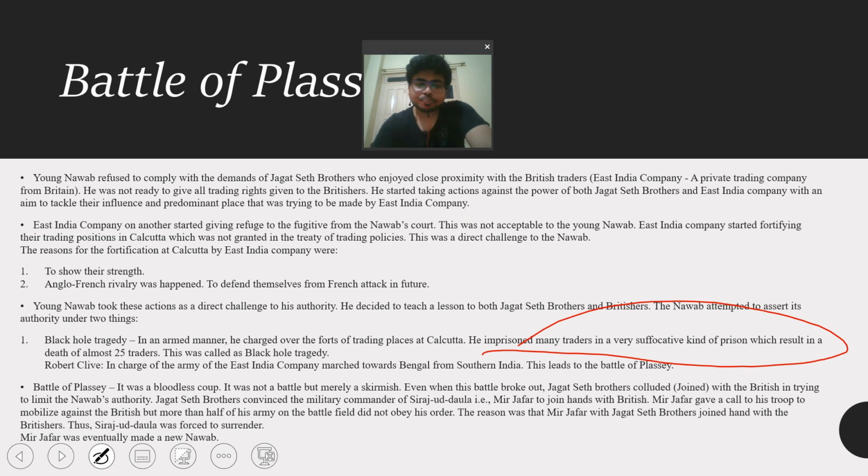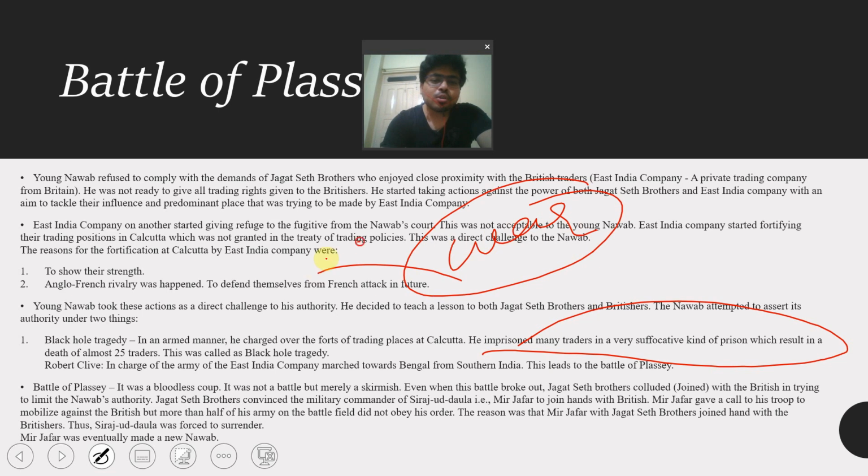Why? What happened? What the Jagat Seth brothers did was corrupt the military of the young Nawab. When the war was triggered, the Battle of Palasi was triggered, most of their military people, the soldiers and all, refused to take part in that war, or they were just acting in the war. And thus the fight never happened.